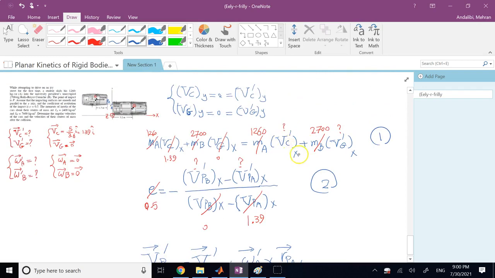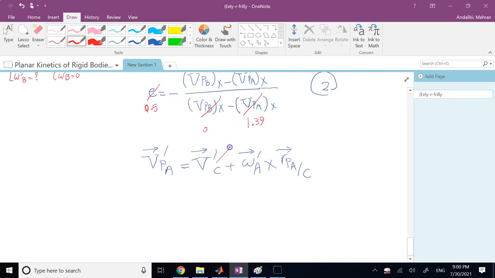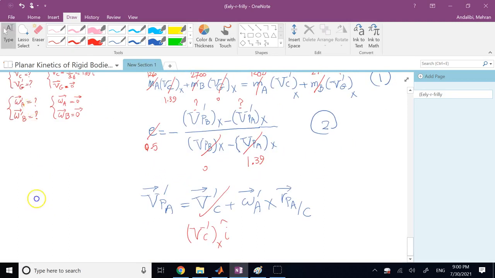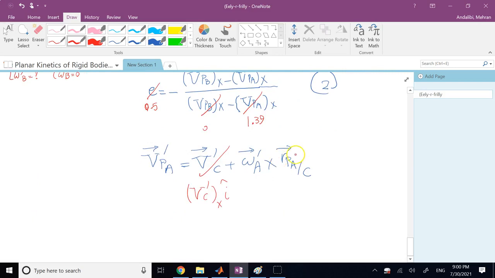So what is V prime C? Well, it has an X component, which I don't know. The Y component is 0. So all it is is V prime CX in the I direction, right? Omega prime A, I don't know, but it has to be either positive K or negative K. It's a planar problem. So here I assume the magnitude of it is omega prime A and it is in the K direction. It could turn out to be negative K. That's okay.